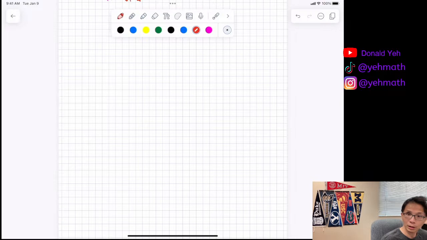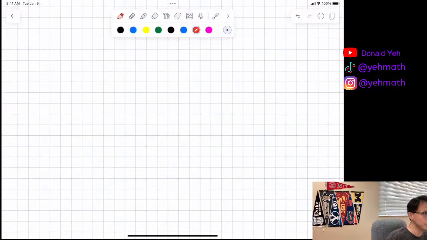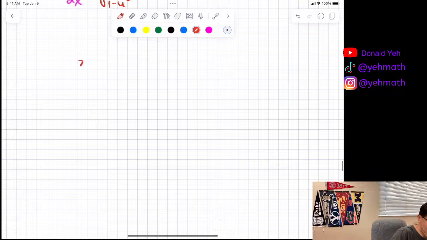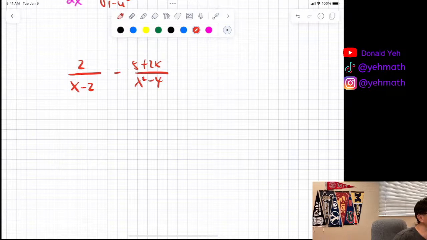Okay, so all right, let's pick a first question. I think I should have given you more preparation on the first question, but it's not bad. It's just 2x minus 2 minus (5 plus 2x) over x squared minus 4 equal to x over x plus 2.